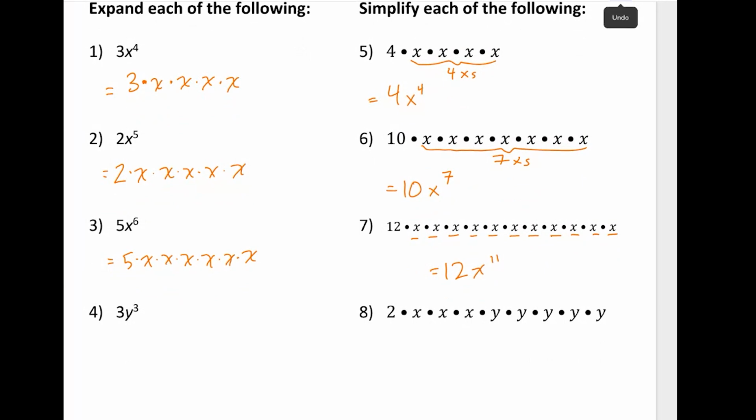Three y cubed is 3 times y times y times y. And sometimes if you have multiple variables, like in this last one, it's got some x's, some y's, you can't combine them. Don't think of them as like terms. You can't put them together. You're going to leave them separate and just count them separately. So here we've got 1, 2, 3 x's. So x cubed times y to the 5th power.